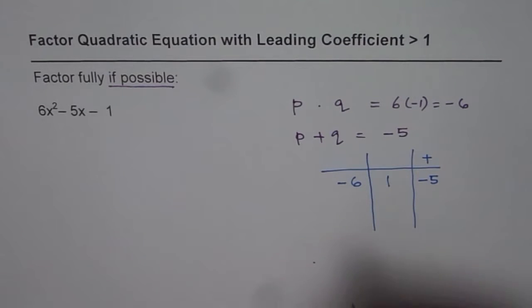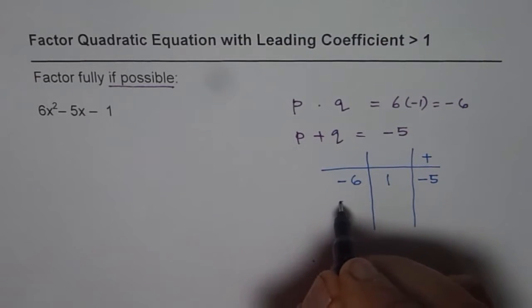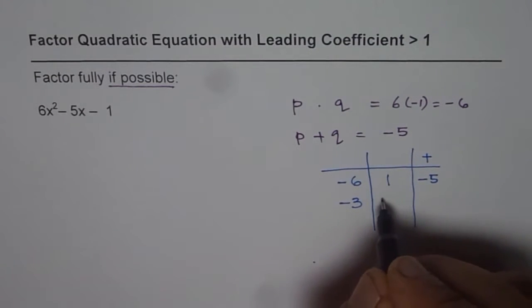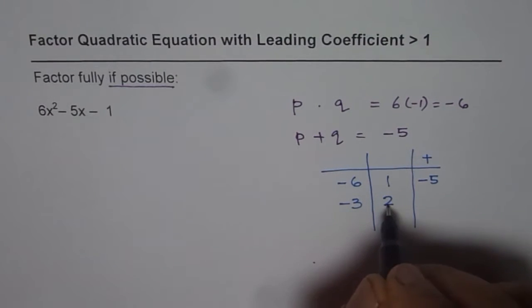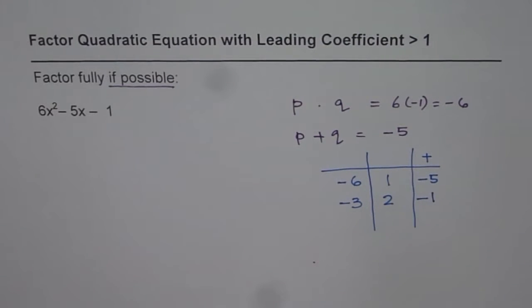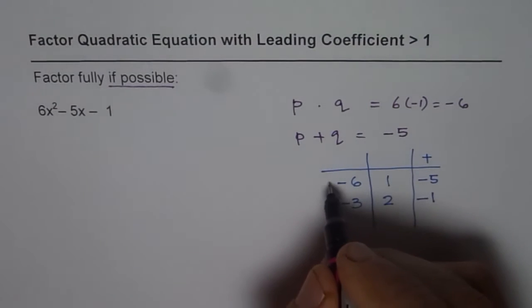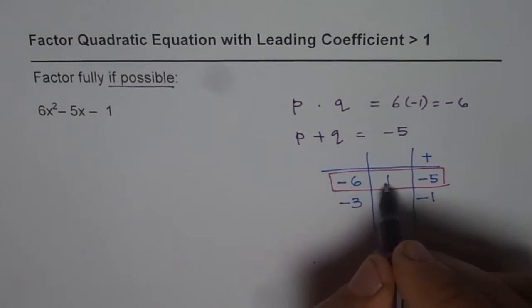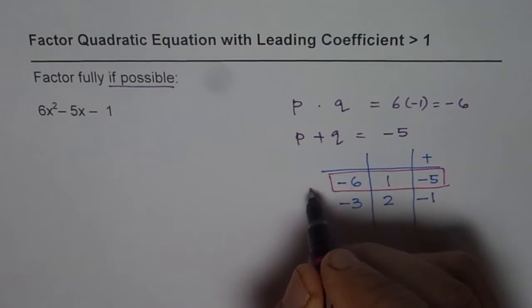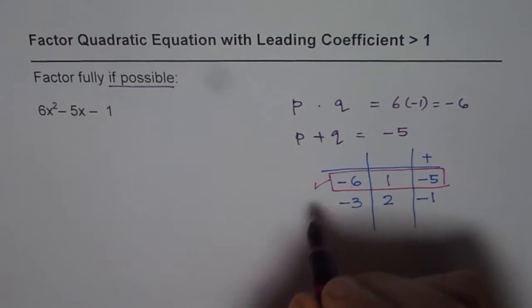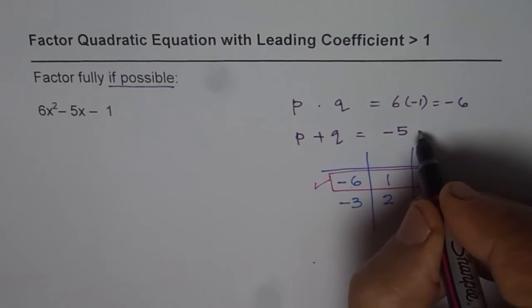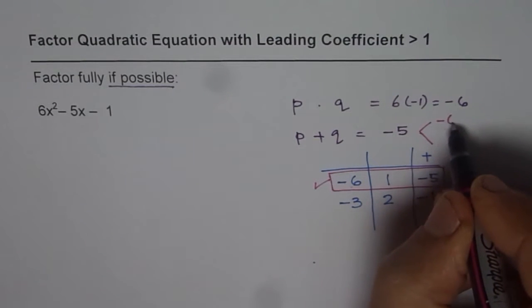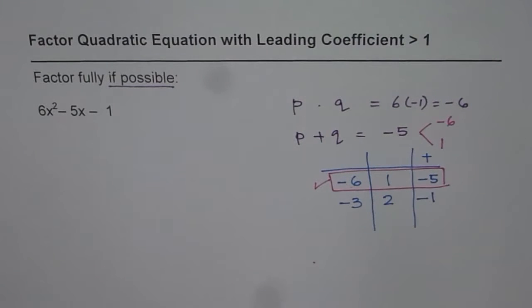That helps, right? Well, there are other factors also. Let me write them down. Minus 3 times 2 also gives you minus 6, but when you add this up, you get minus 1, correct? So what we really found are the numbers P and Q which we are looking for, since their product is minus 6 and the sum is minus 5. So the numbers for us are minus 6 and 1.